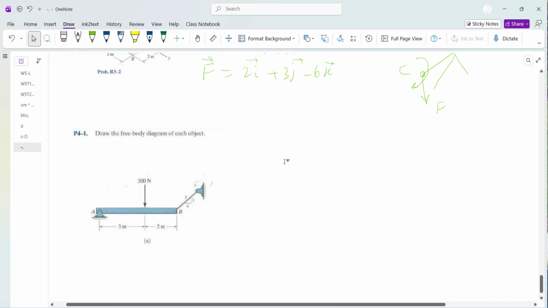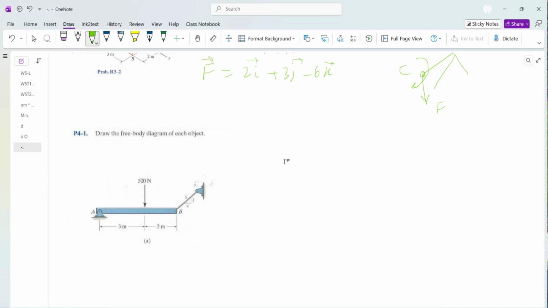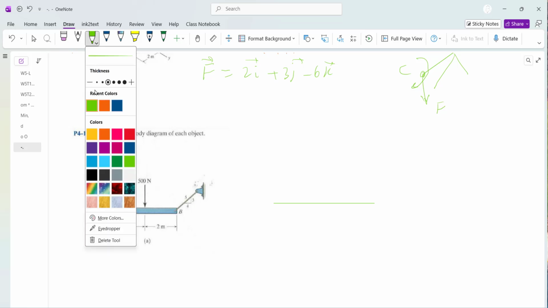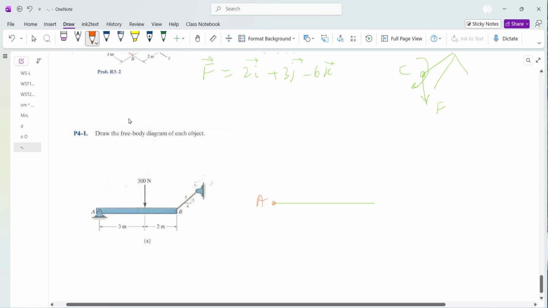First of all, you find the type of the confinement. The confinement at A is a hinge. You know, the hinge, what it does is it prevents the beam from movement in two directions. We are talking about the 2D system. So that is point A, this is point B.